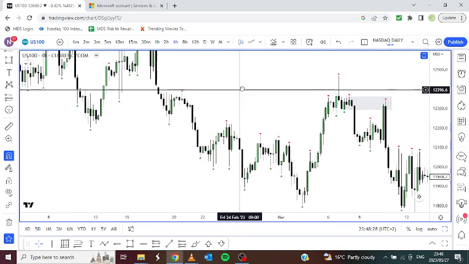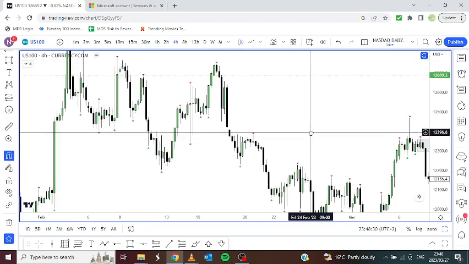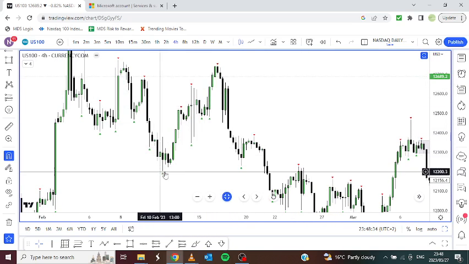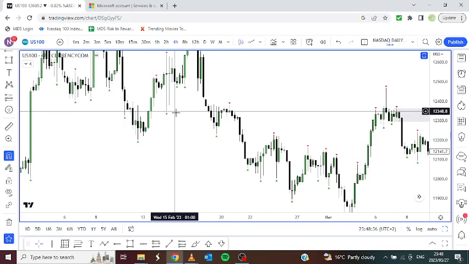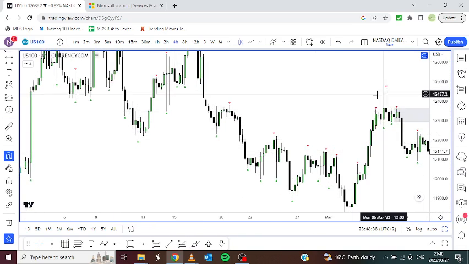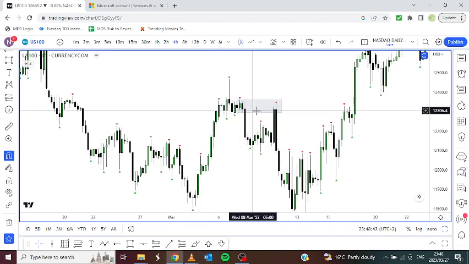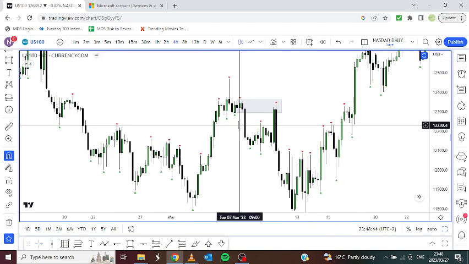So we tap into this premium zone after there has been, so here we break above these highs, and then we change character to the downside, and then we retrace to a premium zone. So here is higher time frame confluence to sell from this POI, right?